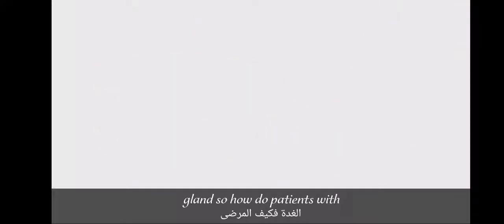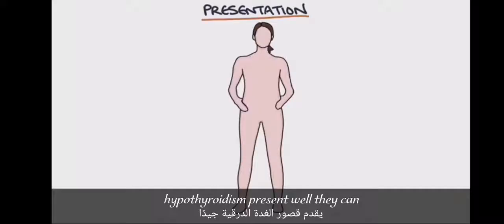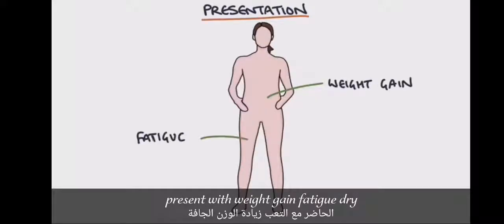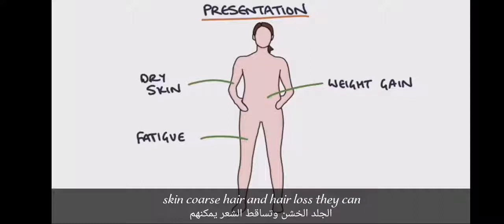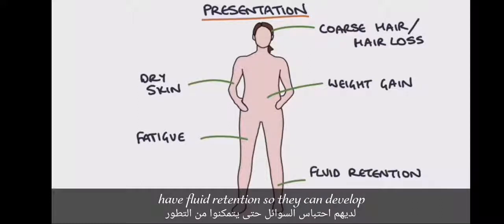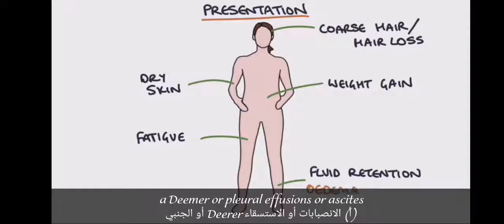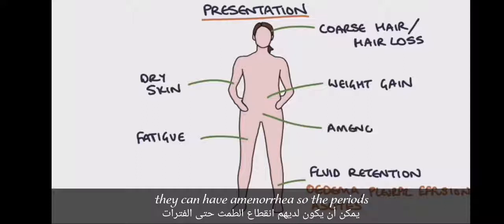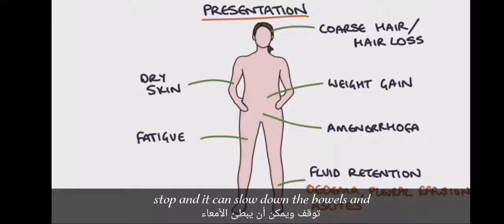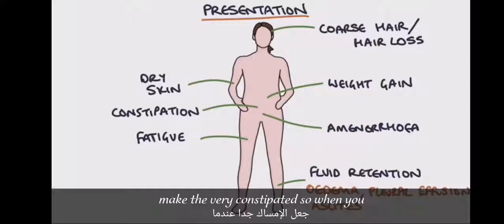So how do patients with hypothyroidism present? Well, they can present with weight gain, fatigue, dry skin, coarse hair and hair loss. They can have fluid retention, so they can develop edema or pleural effusions or ascites. They can have amenorrhea, so their periods stop, and it can slow down the bowels and make them very constipated.